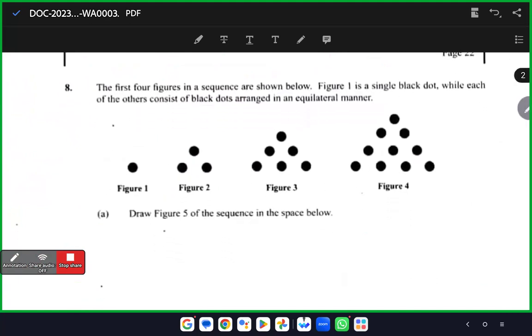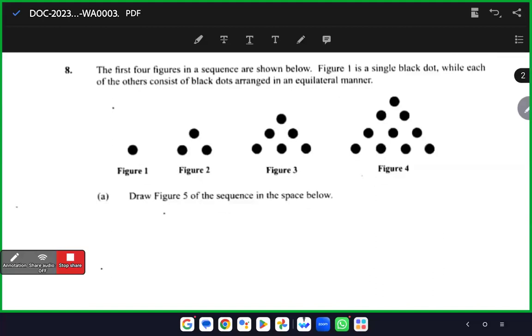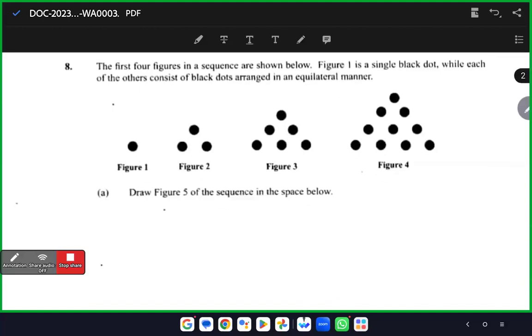The first 4 figures in a sequence are shown below. Figure 1 is a single black dot, while each of the others consist of black dots arranged in an equilateral manner. Draw figure 5 of the sequence in the space below. All right, again, ladies and gentlemen, as you can see, they're asking you to draw, and all you have to do is look at the pattern of the figures. So let's look at it again.